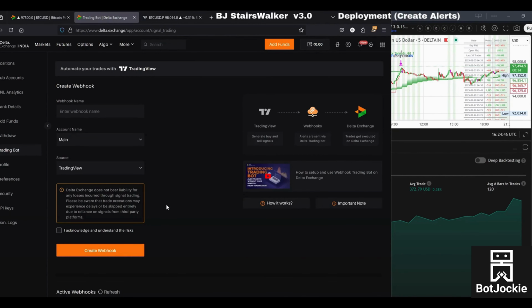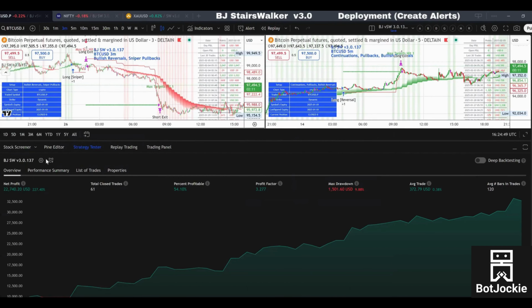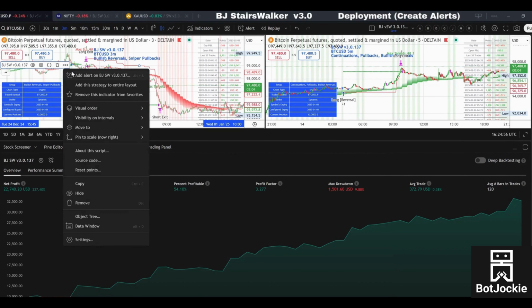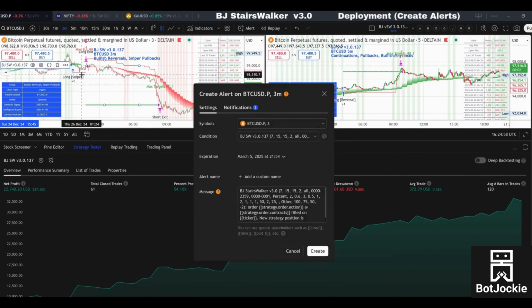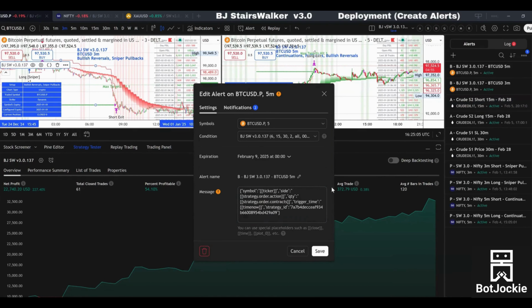Once that is done, you have to come here, and from this backtest add alert, or the 3 dots menu of our strategy indicator on the chart, you have to say add alert, and here you have to paste your webhook syntax. I have just pre-created it, so I am just copying and pasting it here. So this is my webhook syntax in the message, right? This webhook syntax I get from my Delta Exchange. So exactly the same I have pasted here.